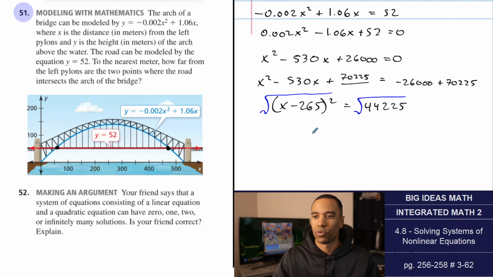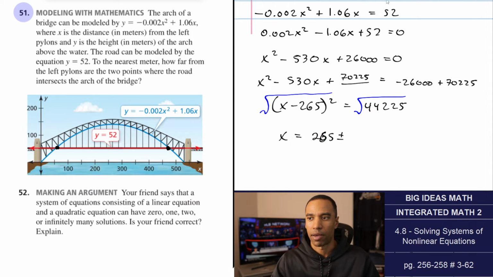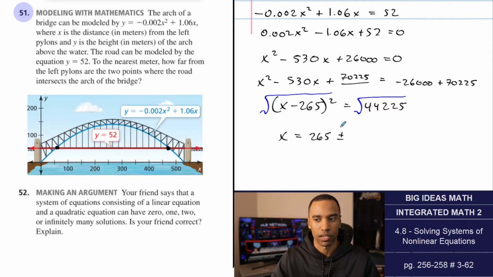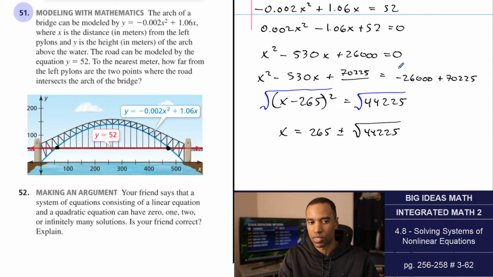Okay, so let's just say this straight up. x equals 265 plus or minus the square root of 44,225. I'm not going to bother simplifying the parts that I could, because you absolutely could; a 25 can come out of that, at least. We do want the plus or minus portion, because there are two different points where the road meets the bridge arch. The 265 minus it won't be a negative number, it'll be positive. So 265 minus it is the leftmost point where the road meets the bridge arch.